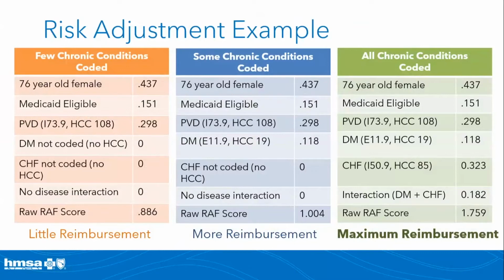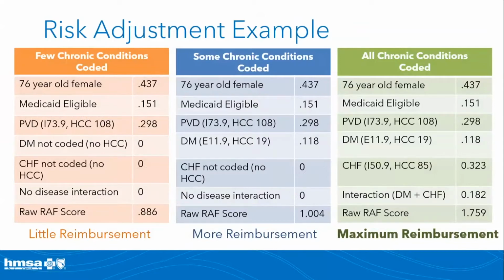Now looking at the third table on the right, we have the same beneficiary with all of her conditions addressed. We have coding for her peripheral vascular disease, her diabetes, and congestive heart failure, as well as documentation of the disease interaction between her diabetes and congestive heart failure. This results in the maximum eligible score, which is nearly double of what was presented in the first chart.